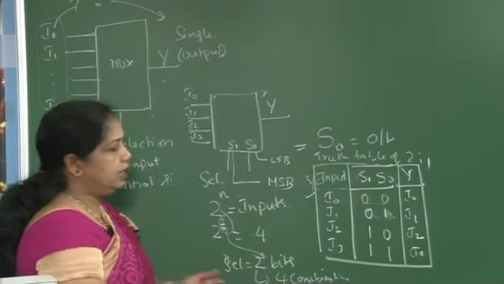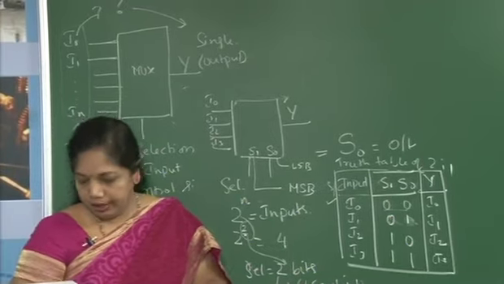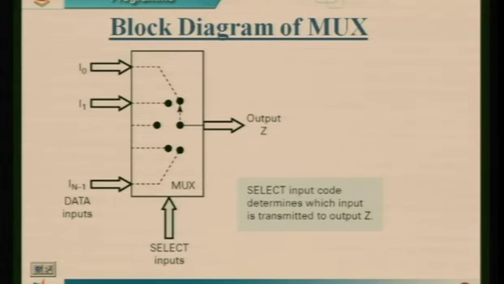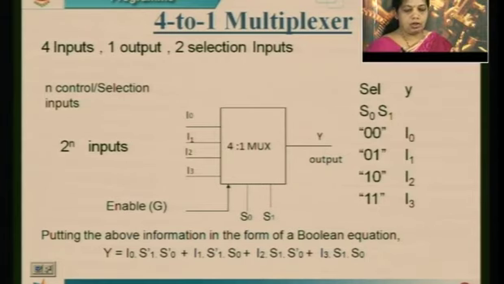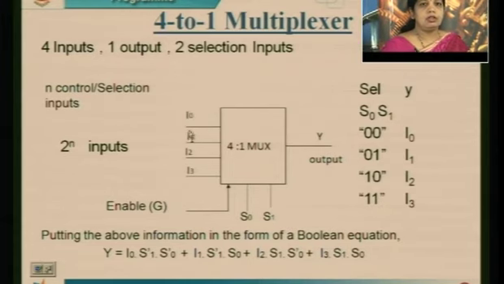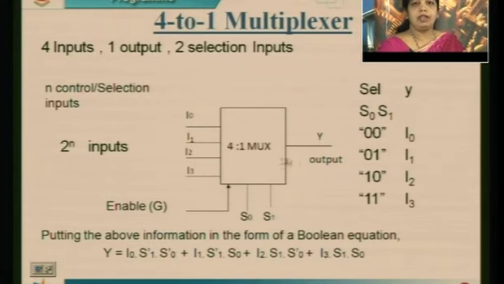Similarly we can design many multiplexers. Now this is what I have just explained, the 4:1 mux. This represents the block diagram. You can see over here 4 inputs, 1 output, 2 selection inputs. We have designated the inputs as I0, I1, I2 and I3, and we have an output and 2 selection lines.